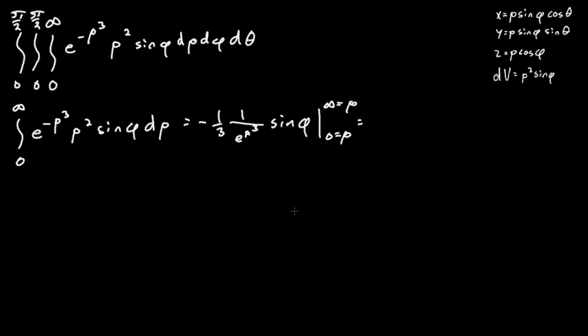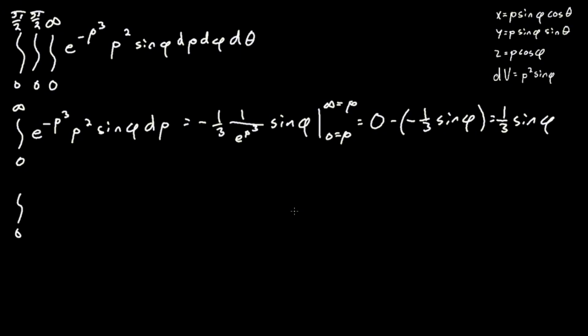And if we plug in infinity for p, we get, well, 0, because e to the power of negative infinity is 1 over infinity, which is just 0. So everything in this equation turns to 0. What if we plug in 0 here? Well, 0 to the power of 3 is equal to 0. So e to the power of 0 is simply 1. 1 over 1 is just 1. And if we multiply 1 times this entire thing, it stays the same. So what we get is negative 1 over 3 sine of phi, which is just equal to positive 1 over 3 sine of phi.